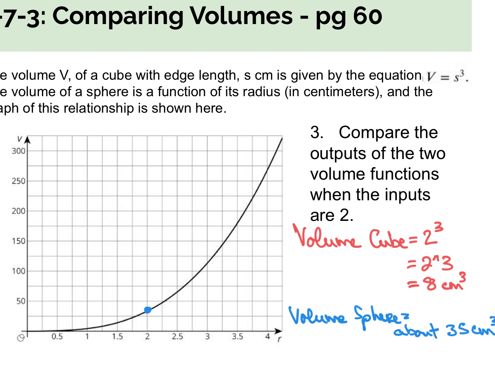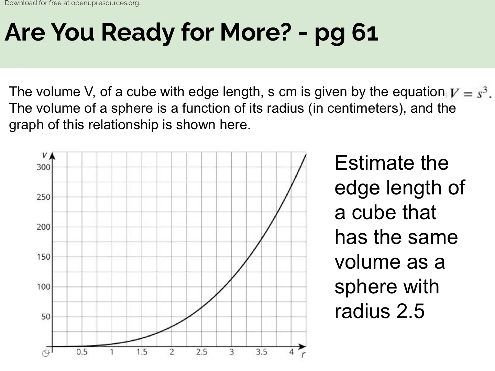and kind of seeing how are they alike and then how are they different. That was our goal for today. All right, if you look at page 61, we haven't really done these, but it's the "Are You Ready for More?" Again, the volume V of a cube with edge length, so side length s centimeters, is given by the equation V equals s cubed. So we're doing the same kind of thing.